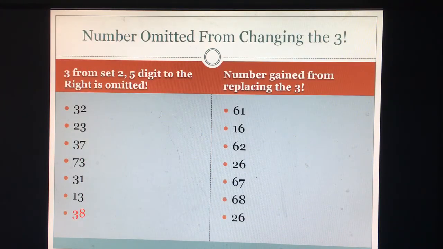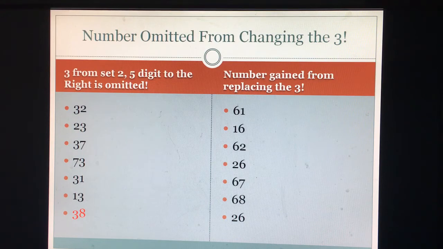Now, numbers omitted from changing the digit 3. Before you change the digit 3 on set 2, you are able to pick 32, 23, 37, 73, 31, 13, and 38. After you omit the digit 3 from set 2, the only number you can still pick is 38, and the rest of the numbers in black are omitted.